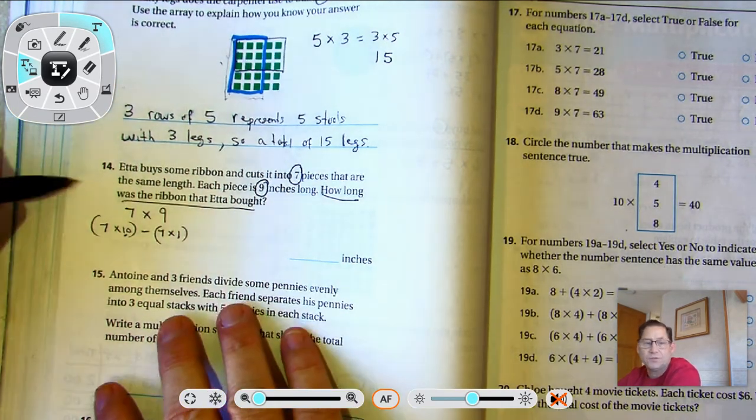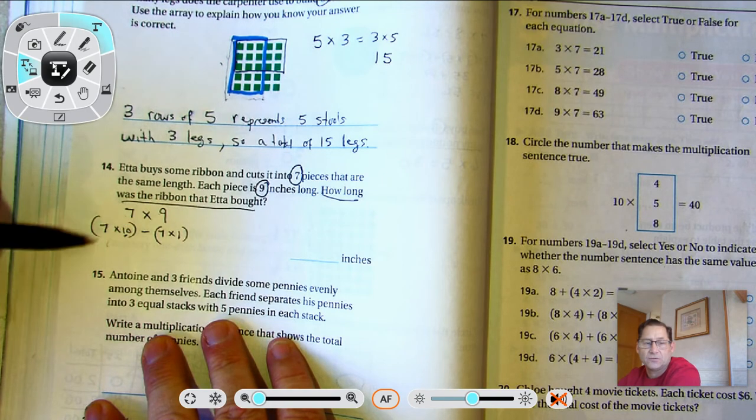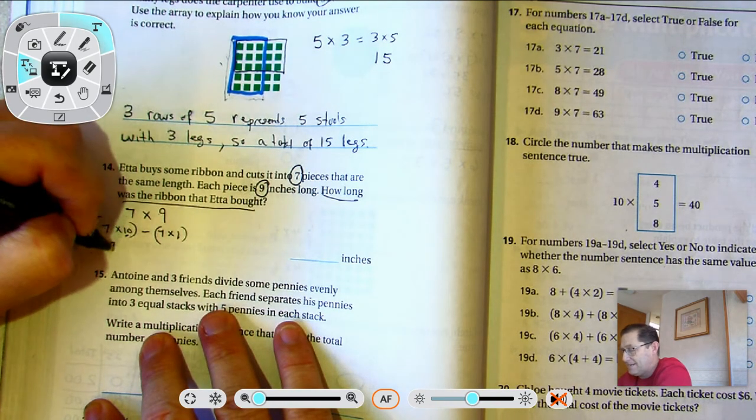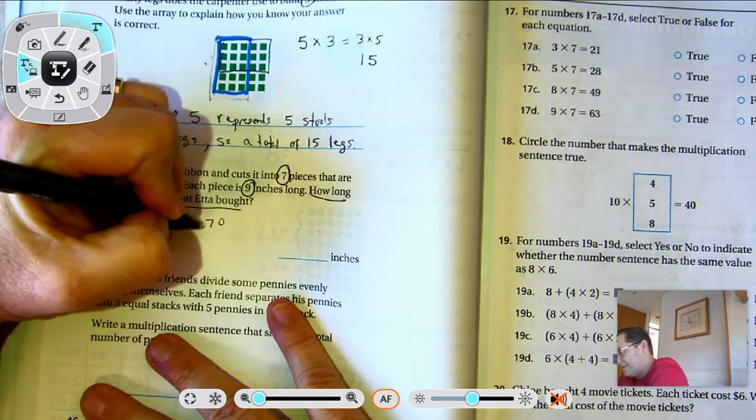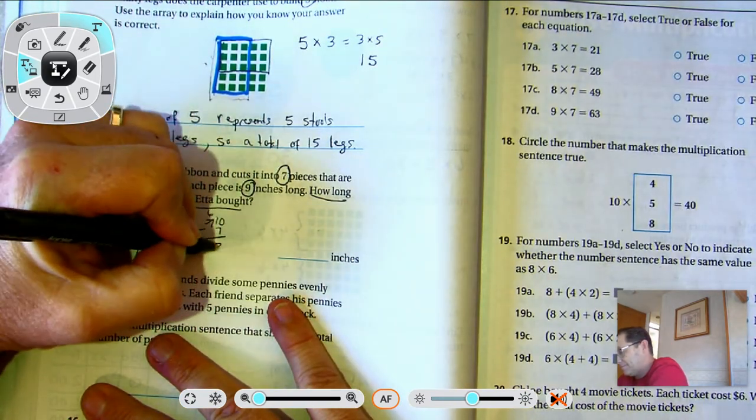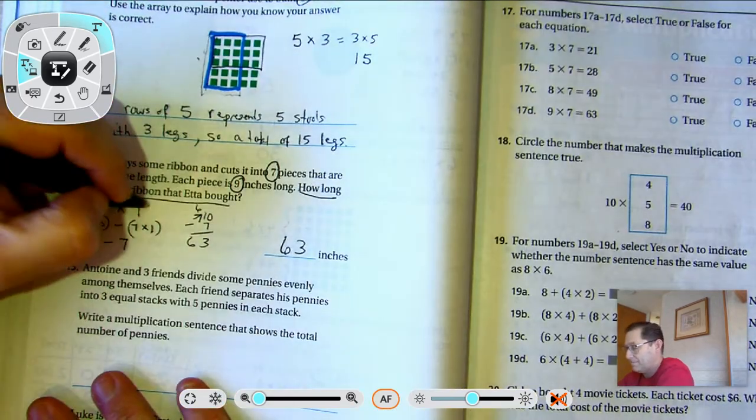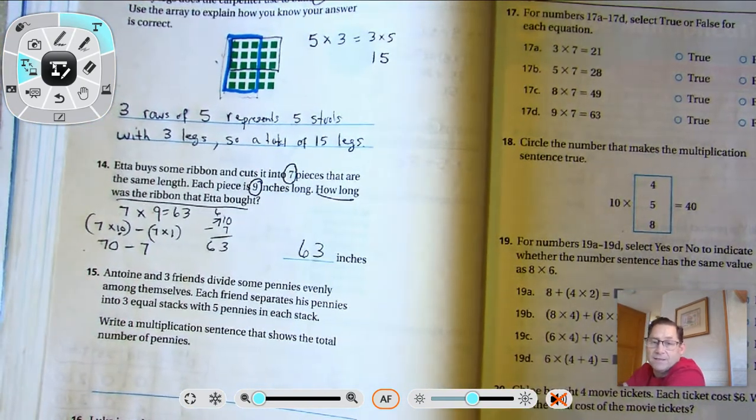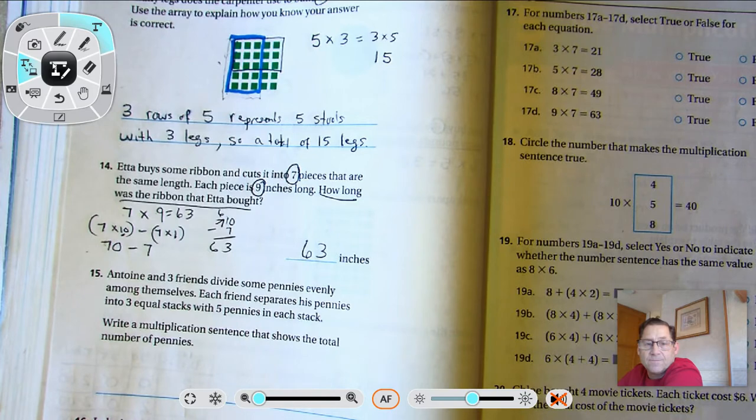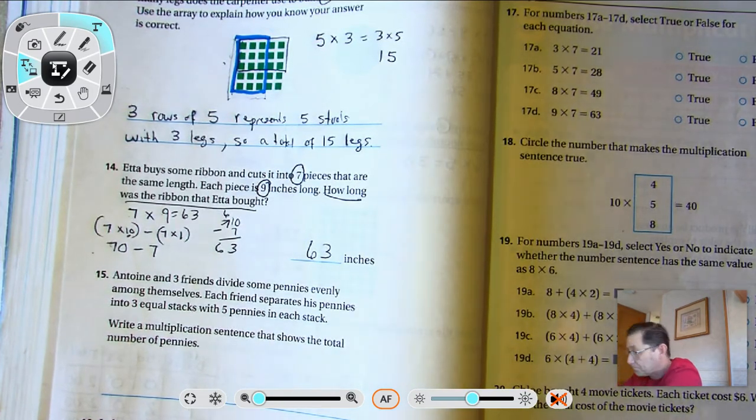because 10 take away 1 is 9. So all I'm doing is making it an easier problem by using subtraction instead, because 7 times 9 is close to 7 times 10. 7 times 10 is 70, and 7 times 1 is 7. So 70 take away 7 is 63. And of course, the easiest way is just to know that 7 times 9 is 63. Okay, so the more facts that you can memorize, the easier these problems become.